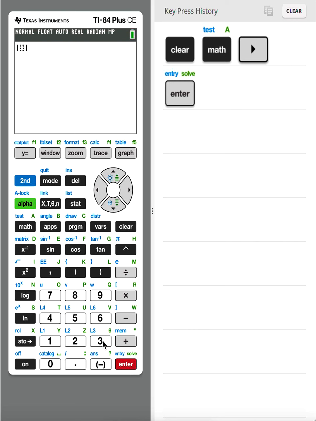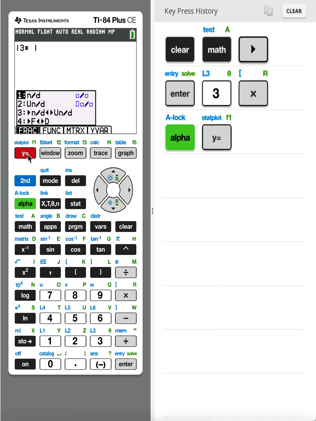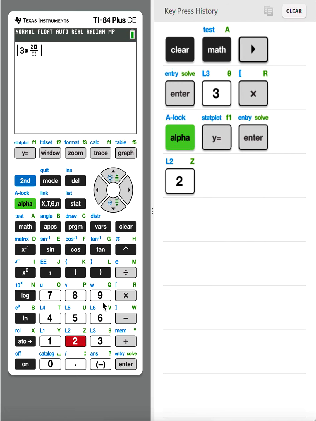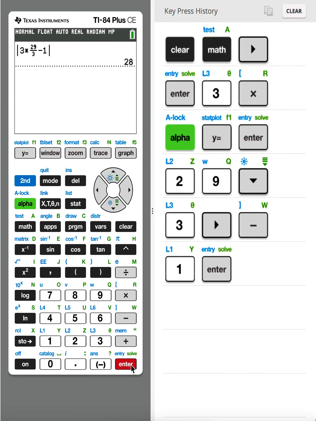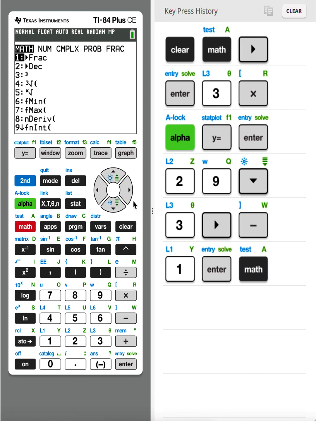So this would be 3 times, and I'm going to check 29 over 3 first. I'm going to write 29 over 3 as a fraction. So that would be, press alpha, y equals, and then choice 1 is n over d, which stands for numerator over denominator. That gives you the fraction notation. You can just write 29 over 3 there. Makes it nice and easy, minus 1. And then when you press enter here, what should you get if this is a solution? You should get 28.